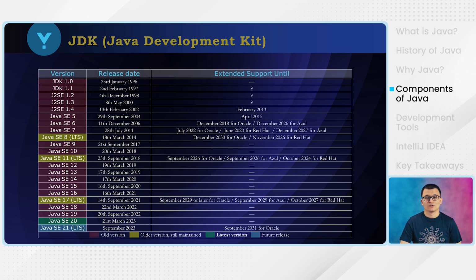So the first version of JDK, as you can see, was officially released on January 23rd, 1996, to be precise. Those versions are already outdated and expired, so they are not supported anymore, which means you cannot download and use them.